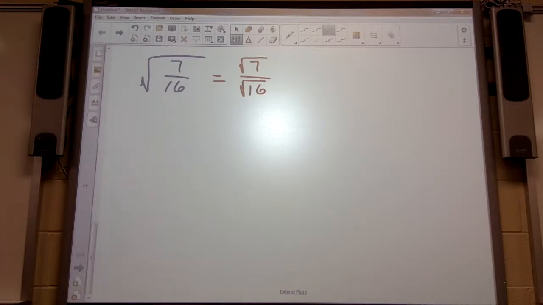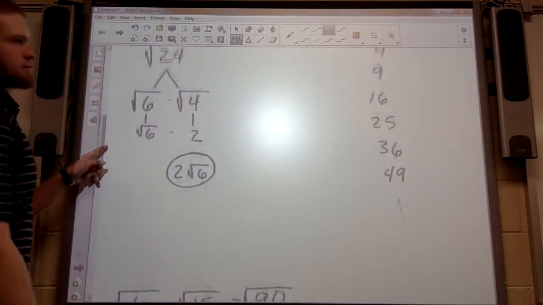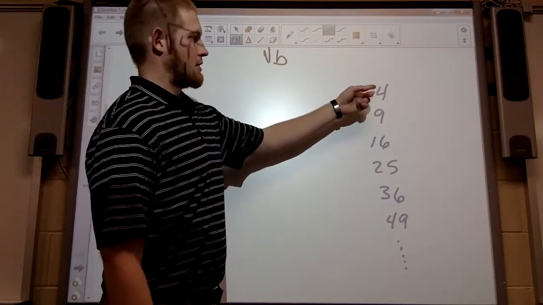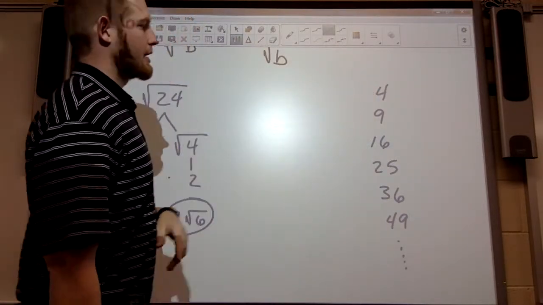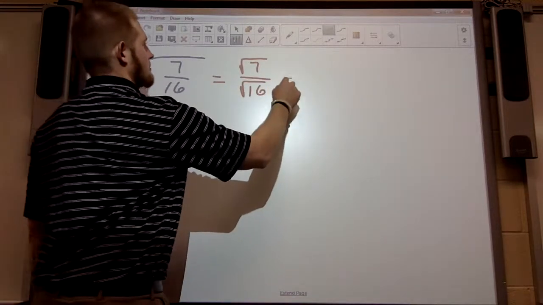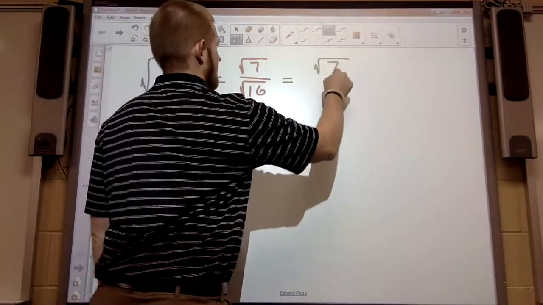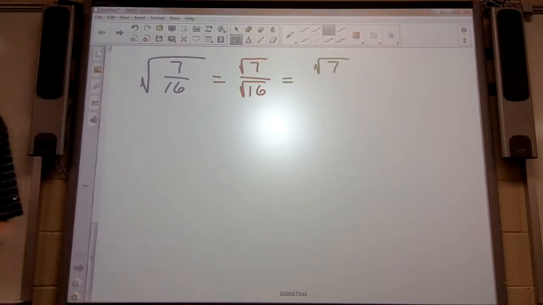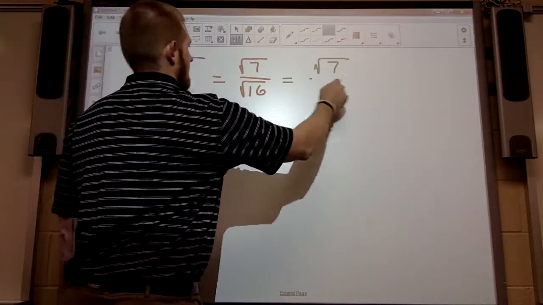What is the square root of 7? Is there anything I can take out? Any perfect squares that I can take out of 7? 4 doesn't come out of 7, and 9 is bigger than 7, so we're done already. There's nothing that can come out. So I still have the square root of 7 on top. It's okay to have a radical in your final answer. That's alright. Okay, what is the square root of 16?